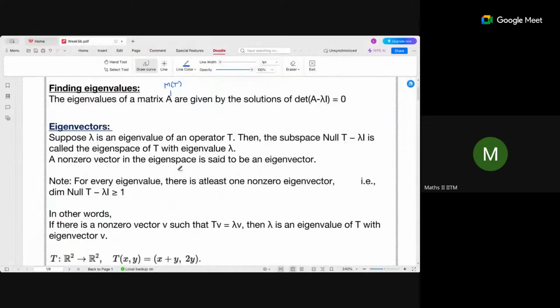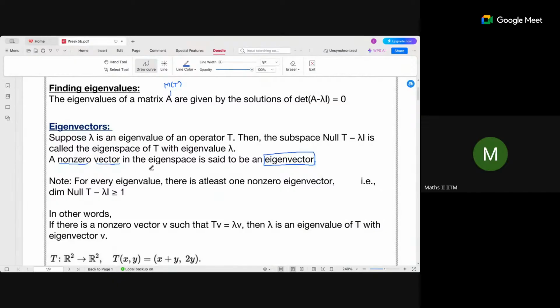What are eigenvectors? Suppose lambda is an eigenvalue of an operator T, then the null space of T minus lambda I is called the eigenspace of T with eigenvalue lambda. Here we only consider non-zero vectors when we are looking at eigenvectors. An eigenvector is always non-zero. So all non-zero vectors in the eigenspace are called eigenvectors.